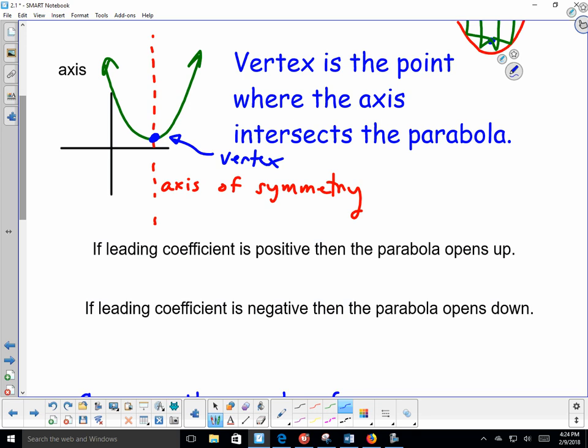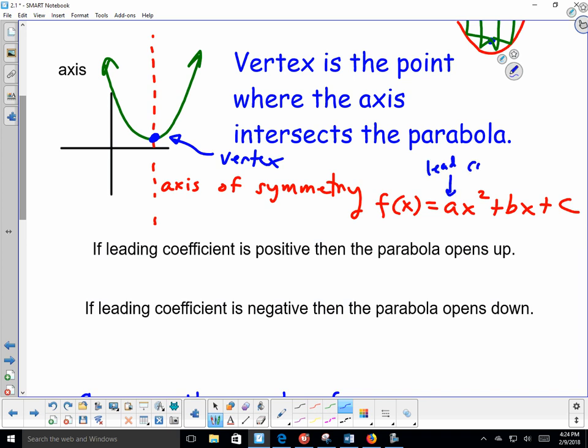Okay, how do you know whether your parabola is going to be opening up or down? Well, if your leading coefficient is positive, it's going to open up. And if the leading coefficient is negative, it's going to open down. So again, this is our general form for a quadratic function. We set that right here. And our leading coefficient is going to be the A.